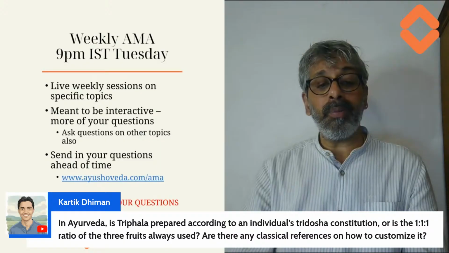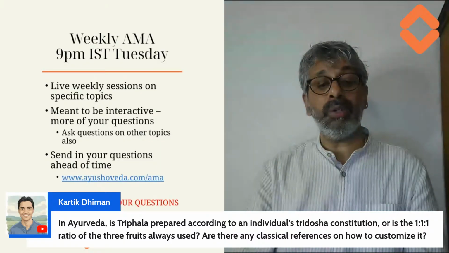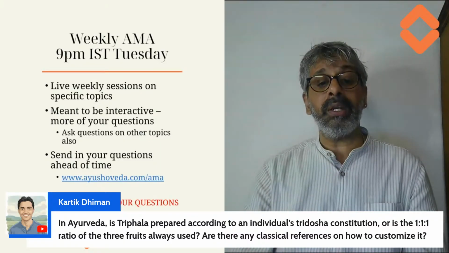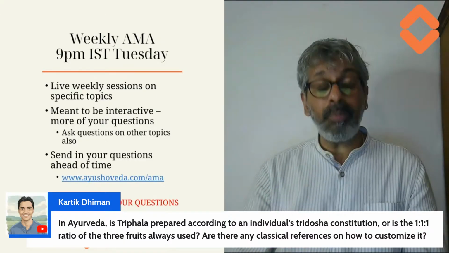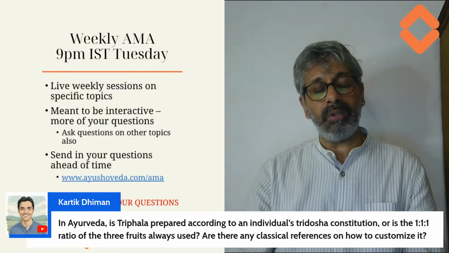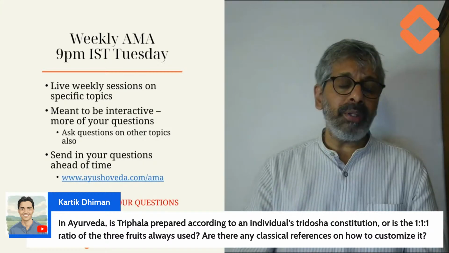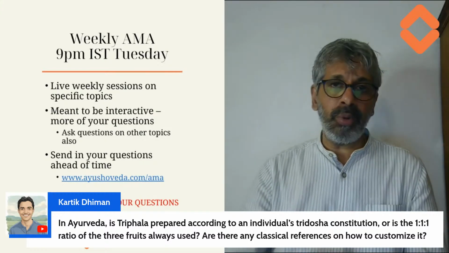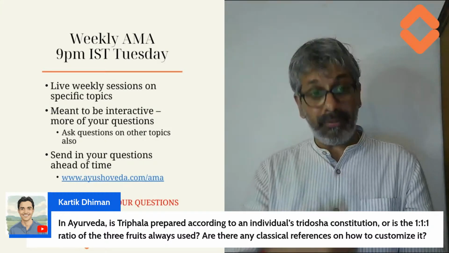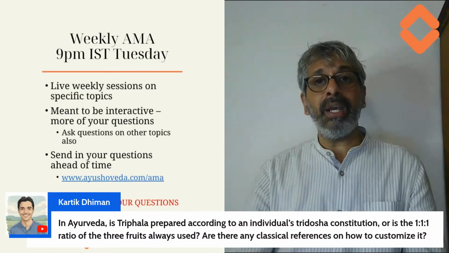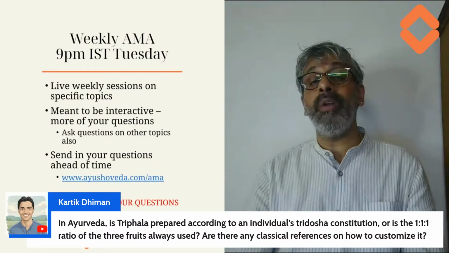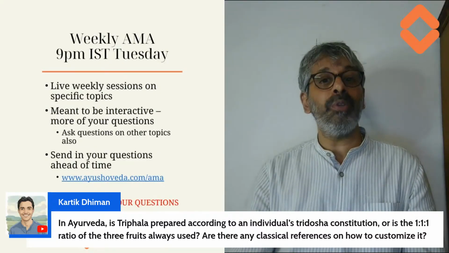In Ayurveda, Triphala prepared according to an individual's dosha is 1:1:1. Natural Triphala is always used. Is there any classical reference on how to consume it? Triphala, if it has not been mentioned otherwise, is 1:1:1. But otherwise, you can actually change it also. I've put out a video also. If you check my Instagram, I think I've come out with a video where I've mentioned Triphala.